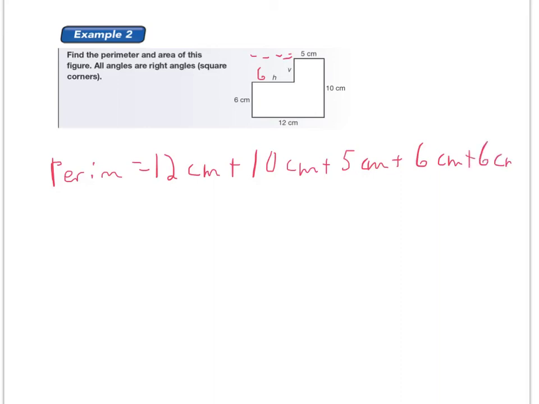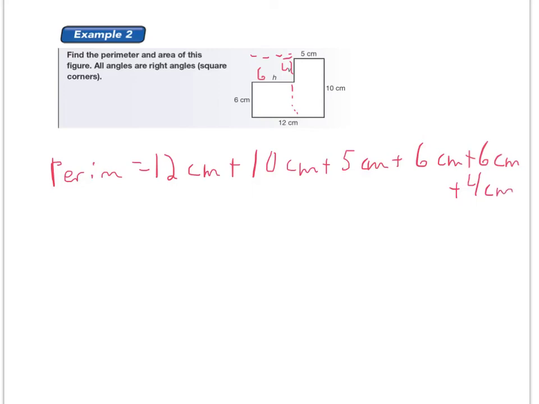I'm running out of room here. Likewise, for V, I need to take 10 minus 6, because if I took this 6 and put it over here and connected it with V, 6 plus V should equal 10. So I say 6 plus what equals 10? That should be 4. So my V is 4. So I need to add in another 4 centimeters there.